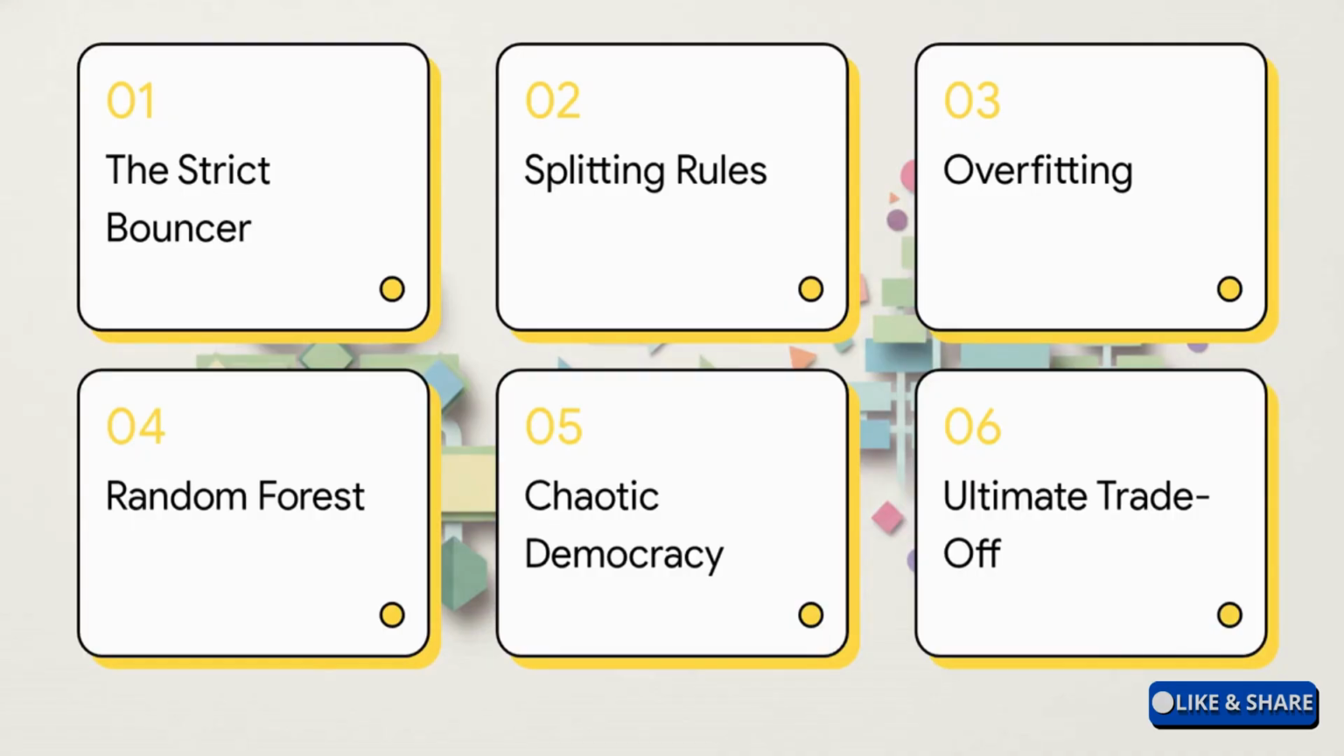Okay, here is our roadmap for today. We're covering 1, the strict bouncer, 2, splitting rules, 3, the overfitting problem, 4, chaotic democracy, and finally 5, the ultimate trade-off. Let's get into it.